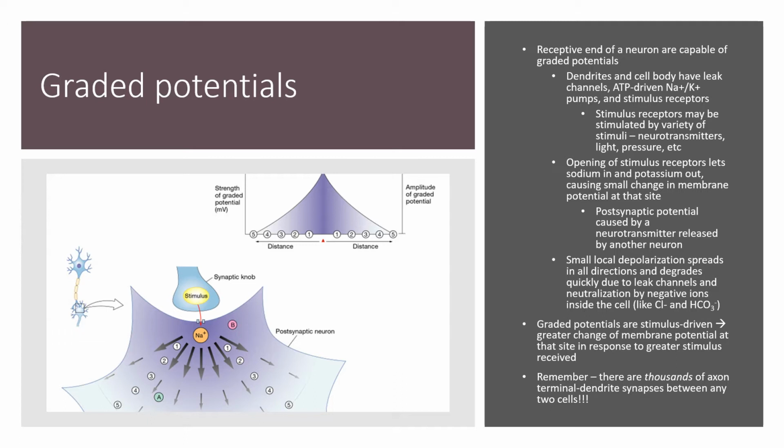The opening of stimulus receptors lets sodium in and potassium out. So they open and allow the flow of ions. This causes a small change in the membrane potential at that site. So you have, here's an axon terminal. You release neurotransmitter. It binds to a channel that is opened by that neurotransmitter. It lets sodium in. Remember, you've been spending energy to pump sodium out. It lets sodium in and potassium out. This is going to help bring closer to equal the balance of charges across that membrane.